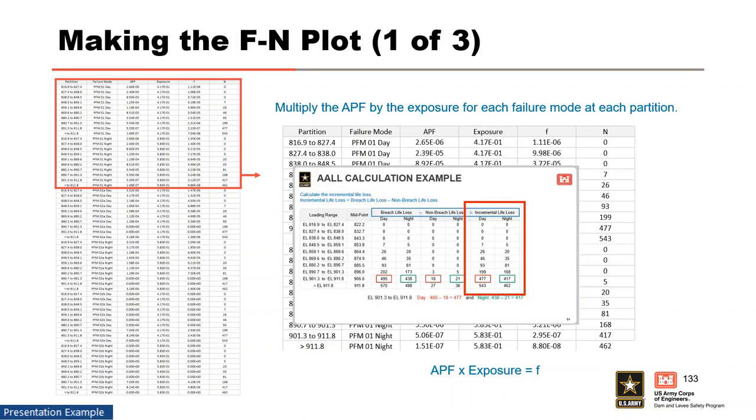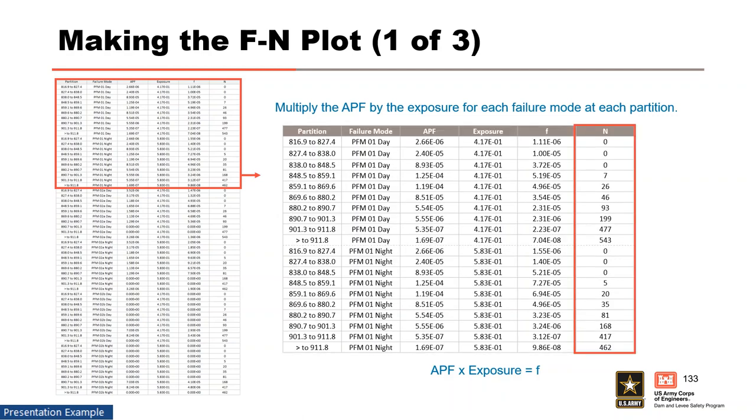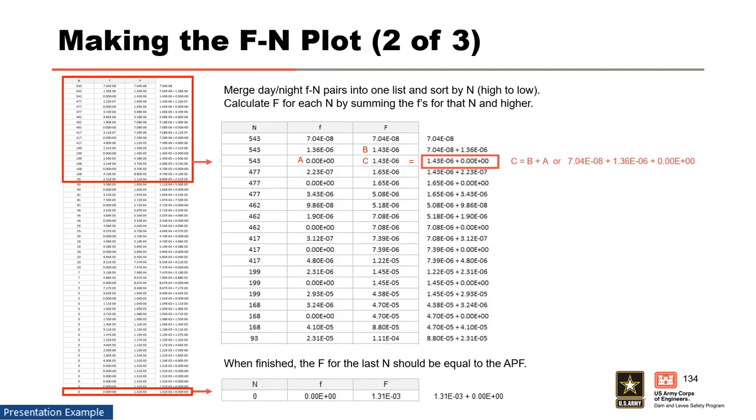Each one of these scenarios has an associated incremental life loss. Remember, the incremental N values we calculated earlier, those are the same day and night values here that we will use to create what we will call our FN pairs, tying each probability to a life loss. We need all possible FN pairs across all exposures, partitions, and potential failure modes. Once I have all those pairs, I'm going to merge them into one big table and then sort them by the incremental life loss, N.